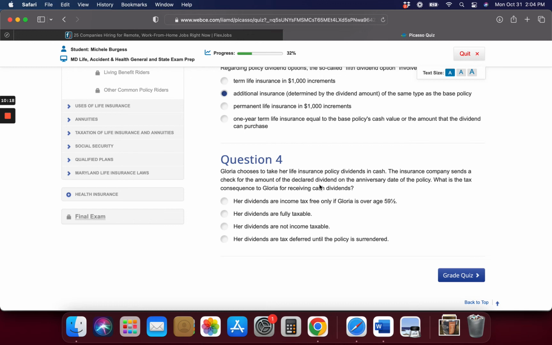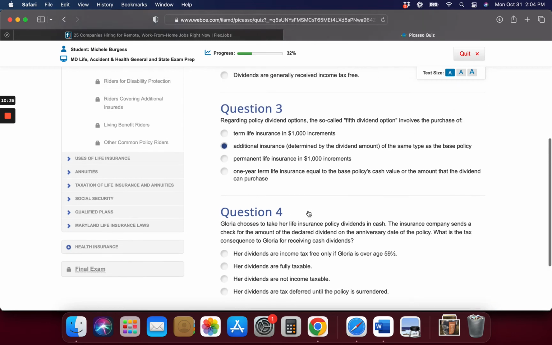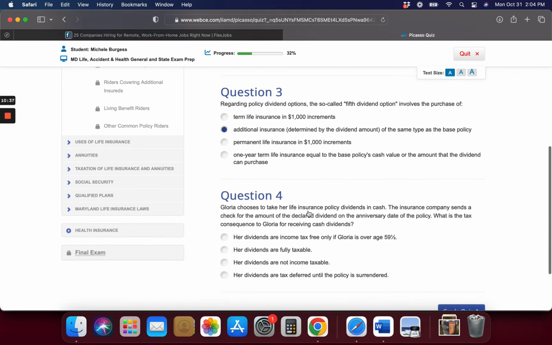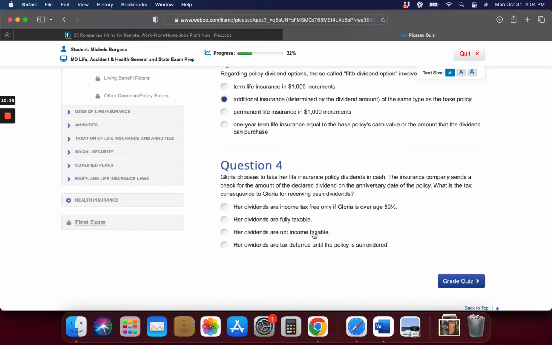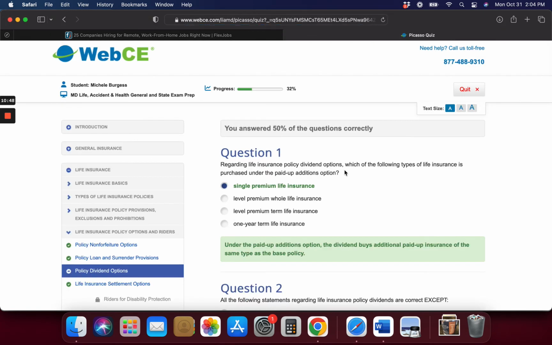Gloria chooses to take her life insurance policy dividends in cash. The insurance company sends a check for the amount of the declared dividend on the anniversary date of the policy. What is the tax consequence to Gloria for receiving cash dividends? She probably has to pay tax. Her dividends are fully taxable. Are not income taxable. Gloria is over 59.5. Okay, we'll see.